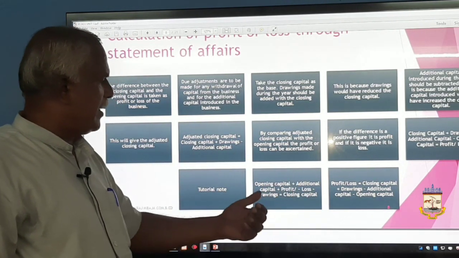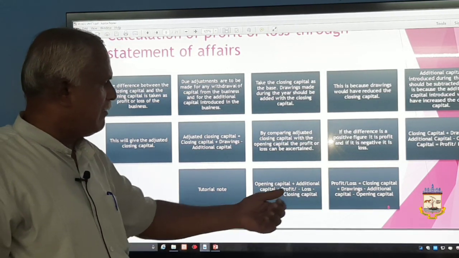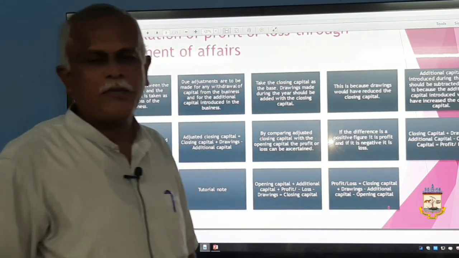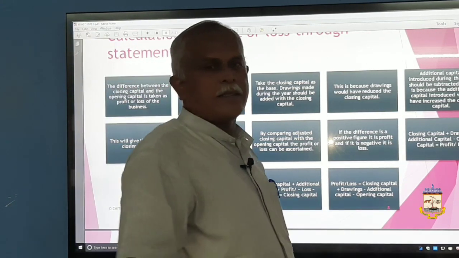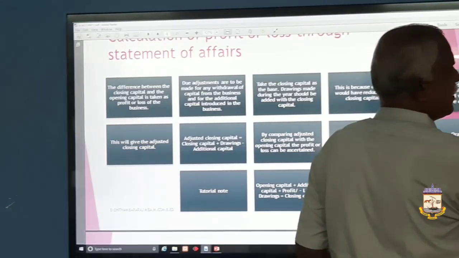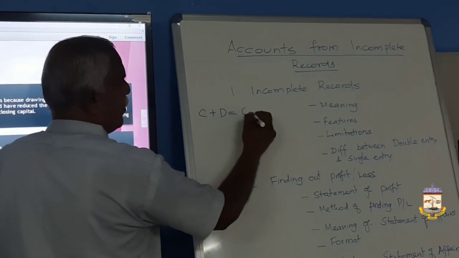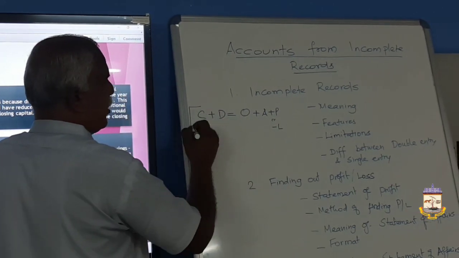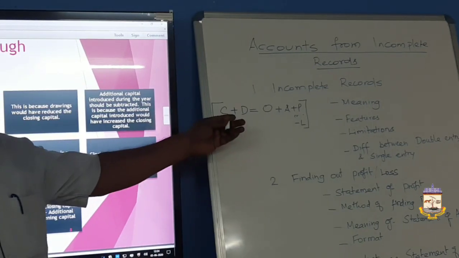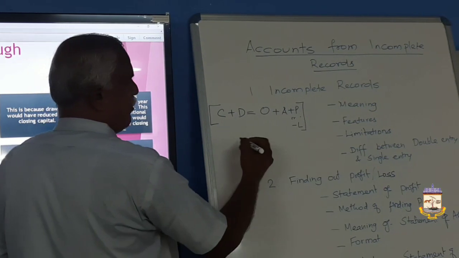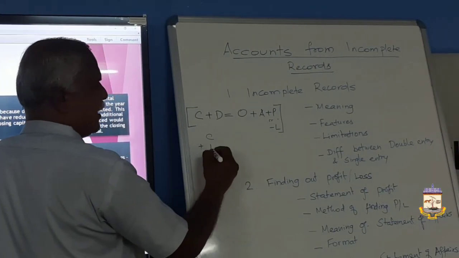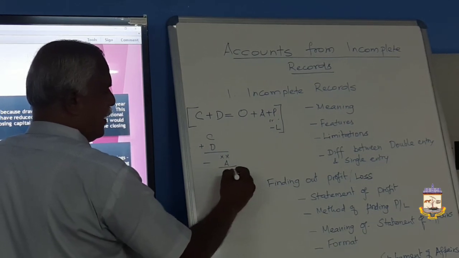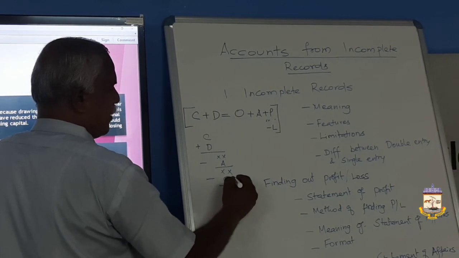Opening capital plus additional capital plus profit or minus loss, minus drawing, will give you the closing capital. Or simply we can find out by a formula. Let us make a note of it: C plus D, that is closing capital plus drawing, equals opening capital plus additional capital plus profit or minus loss. This formula can also be used to find out the profit or loss made. Here we arrive at the profit by C plus D, less the additional capital, and then less the opening capital, you get profit.